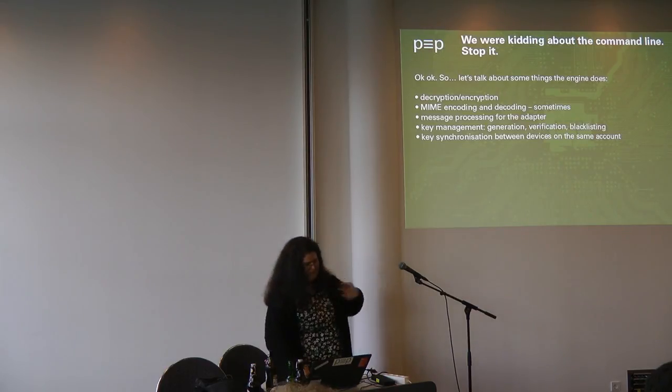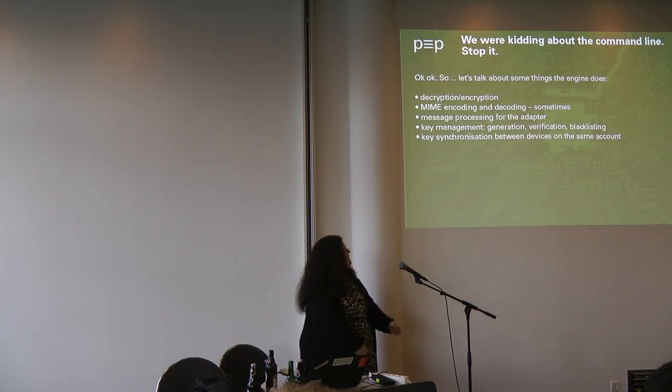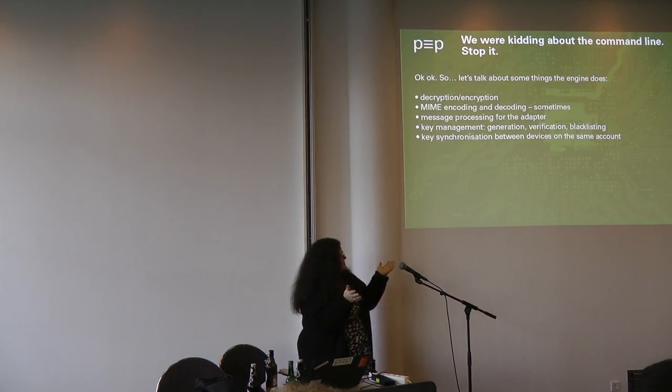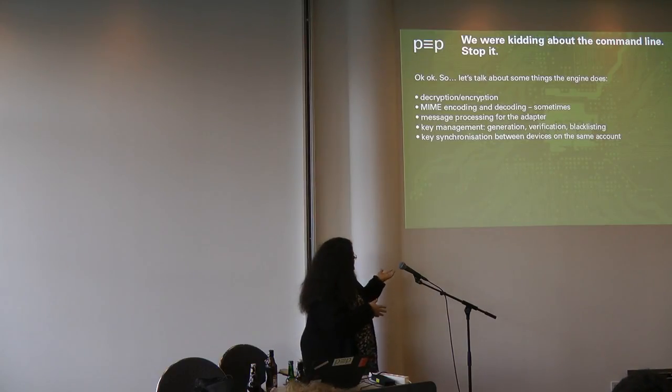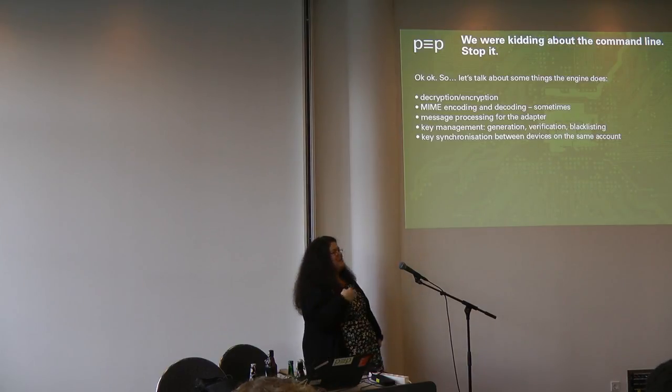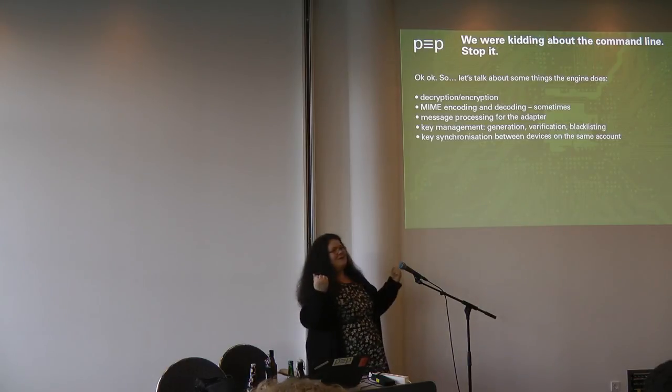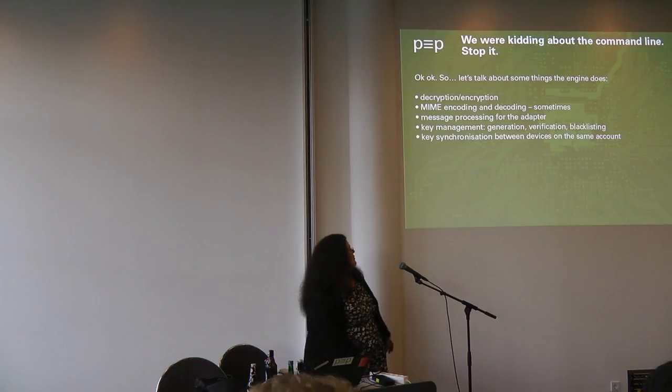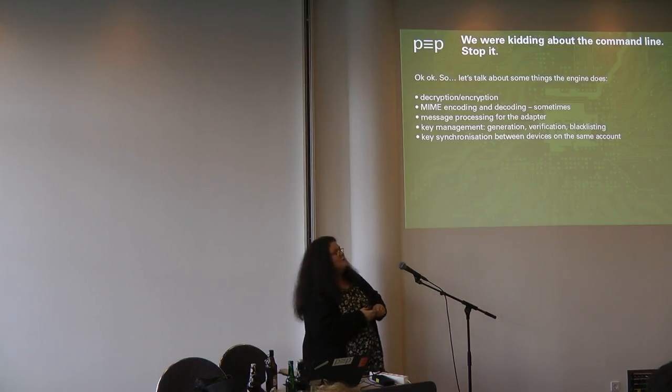So, some things that the engine does. I've already talked about encryption and decryption. And we do MIME encoding and decoding sometimes, depending upon whether that's what the application needs. So it either calls something and says, look, I've got a MIME message, you've got to decode it and send me back mine. Or it sends an object that goes to the engine through the adapter that doesn't require those things. For us, it's usually easier when we don't get those because the MIME stuff is pretty difficult.